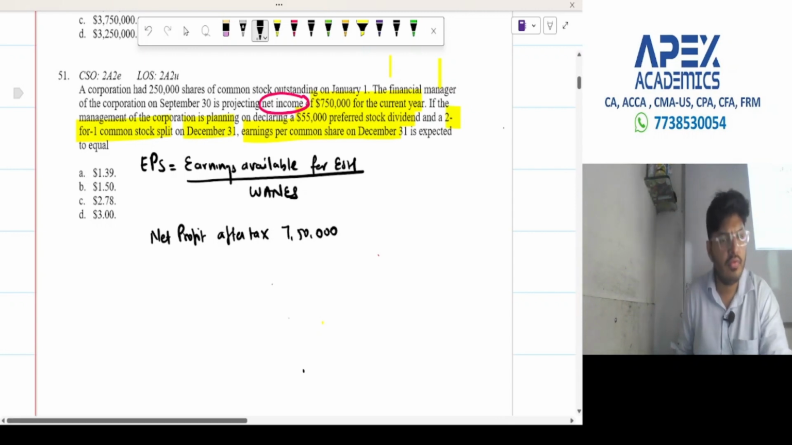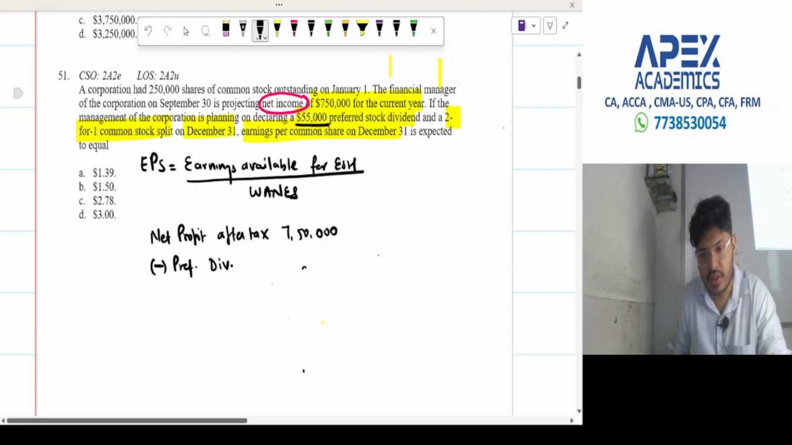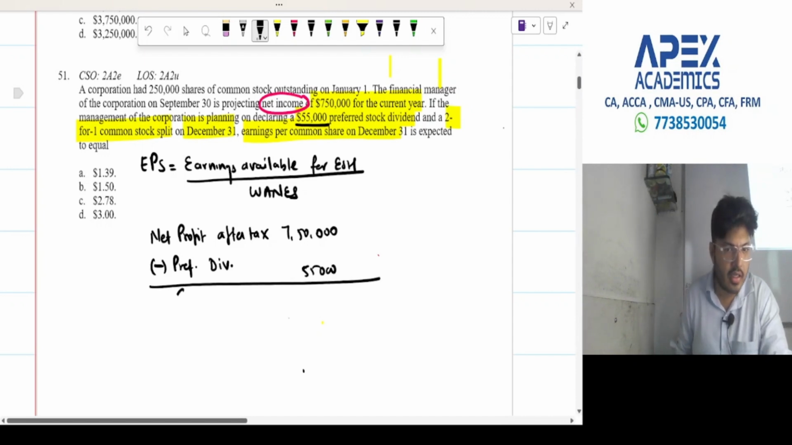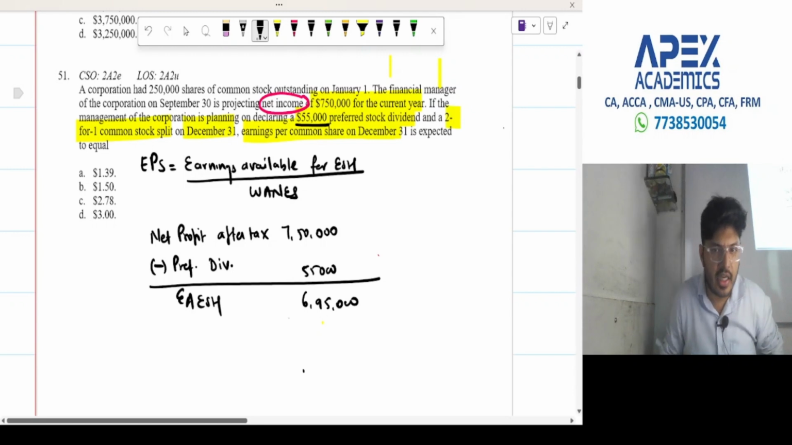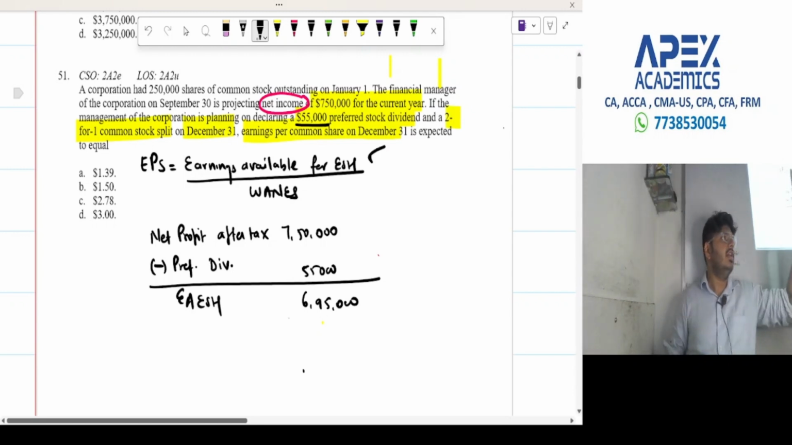750,000. From this, we will subtract the amount of preference dividend. What is the amount of preference dividend? The amount of preference dividend is 55,000. How much? 55,000. This brings my earnings available for equity shareholders at 6,95,000. Sir, first part is done. I am interested now in the second part.